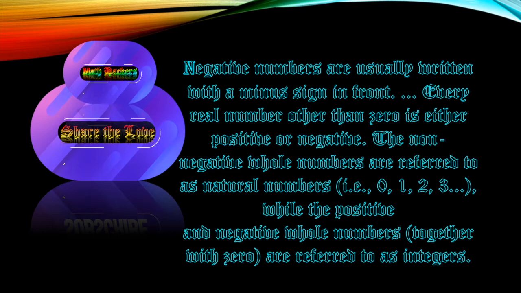Moving on swiftly, the non-negative whole numbers are referred to as natural numbers, that is, 0, 1, 2, 3, and so on and so forth. While the positive and negative whole numbers, together with 0, are referred to as integers. Do you get about everything in it? Yeah, I sure do get it. Everything. All numbers inclusive of negative and positive numbers, including 0, are referred to as integers.